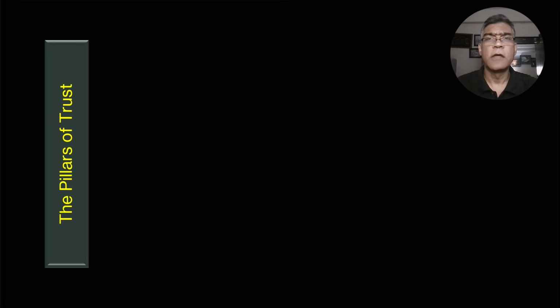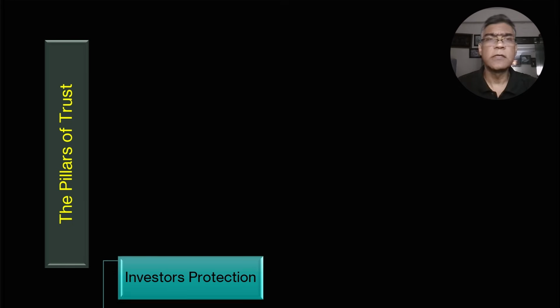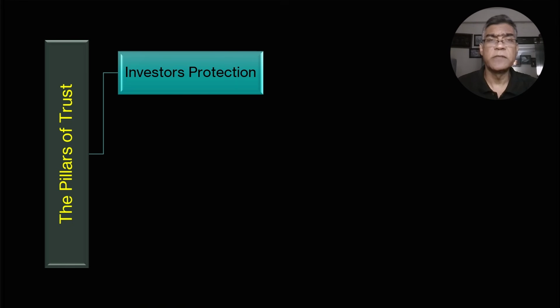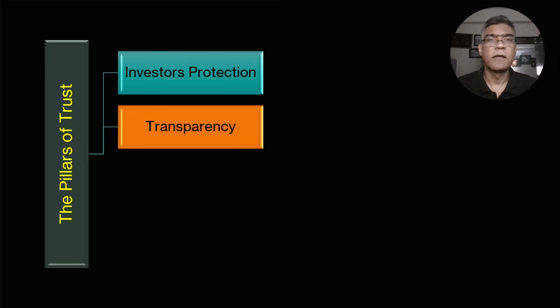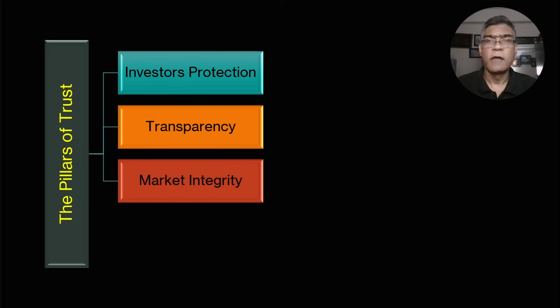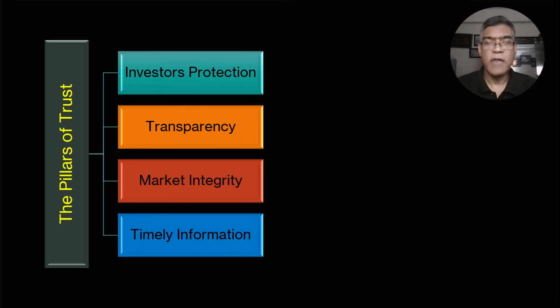Now, let's talk about the foundation of trust in financial reporting, the pillars of trust. Everything the SEC does is built around these four principles. First, investor protection. Second, transparency. Third, market integrity. And fourth, timely information.